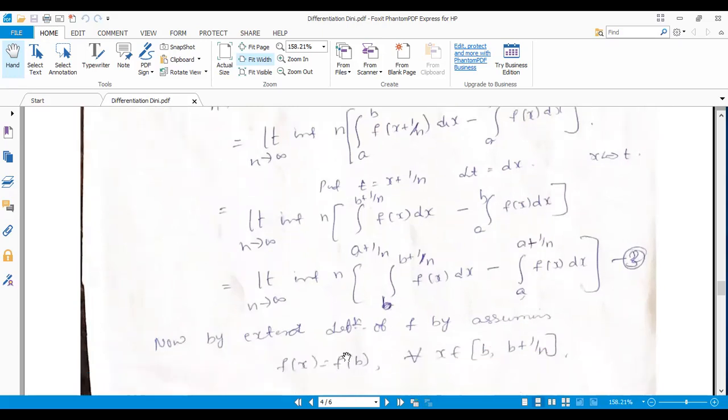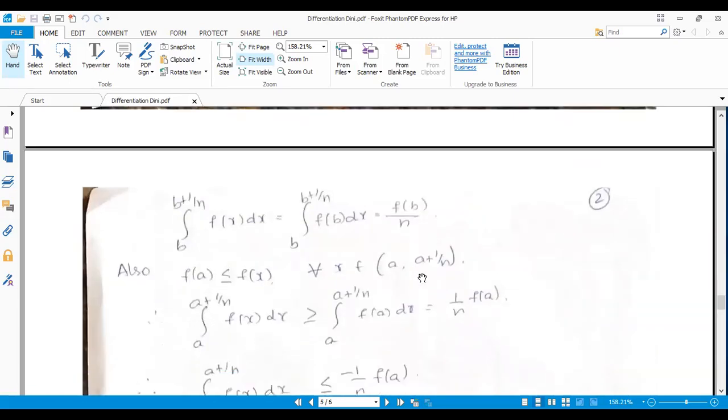Now we can extend the definition of f on b to b plus 1 by n by assuming f of x is equal to f of b for all x lying in the interval b to b plus 1 by n. If you assume that, then the integral from b to b plus 1 by n of f of x dx becomes f of b divided by n. You know that 1 into dx integrates to x. So x is equal to b plus 1 by n minus b. Then b and b get cancelled. You get 1 by n remaining. That is f of b divided by n.